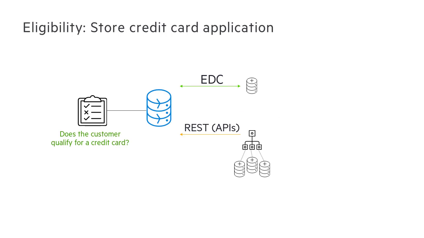Let's look at a simple eligibility use case that uses a combination of EDC and a set of REST calls to determine whether a customer qualifies for a store credit card. If the rules determine that the customer has good credit, then the rule can approve the customer. If the customer is approved, then the rule stores the customer's new credit line in the company's database based on information retrieved from the company's database and from multiple credit bureaus through REST API calls.